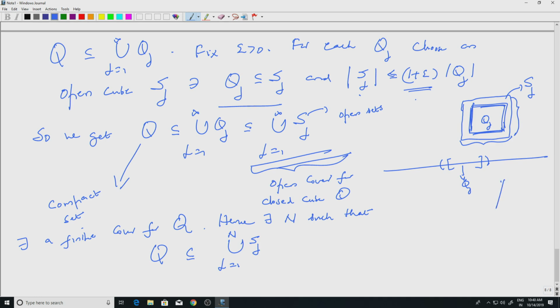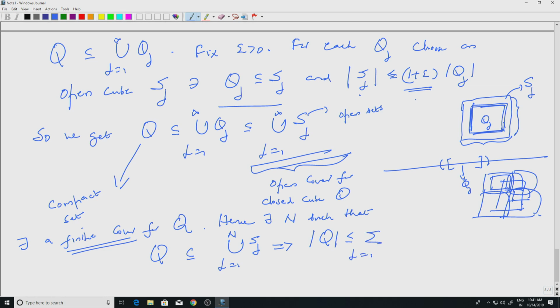So, I had the closed cube Q first, then I covered it with closed cubes Qj. I made them bigger so that I have an open set, and I chose finitely many from there. Because of compactness, I get a finite cover for Q. This immediately implies, remember this was one of the exercises, when you cover a rectangle with other rectangles, you have the volume inequality, which is summation j equal to 1 to N mod Sj.